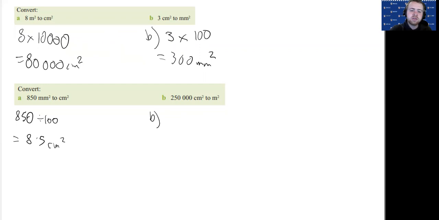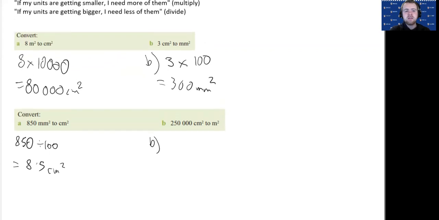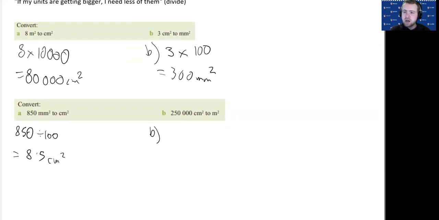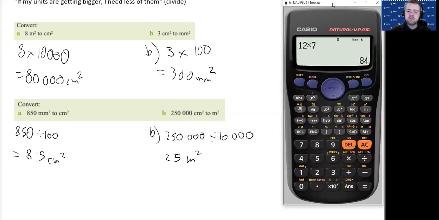For B, I'm going from centimeters to meters, so my units are getting bigger. I need less of them, so I'm going to divide. The conversion factor is going to be 10,000, 100 squared. So I simply take my 250,000 and divide it by 10,000. You can use a calculator for this, or you can use techniques. If I have 4 zeros, I can cancel off 4 zeros, and it's going to give me 25 meters squared. But if you're in doubt, just pop it in your calculator. Make sure you get the right amount of zeros. You have to count: 1, 2, 3, 4, and then divided by 1, 2, 3, 4.